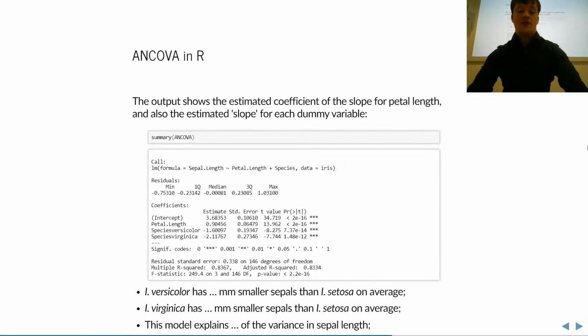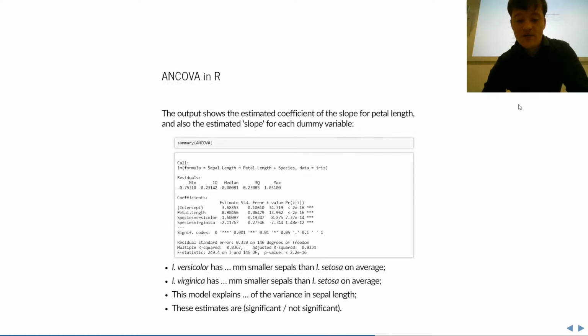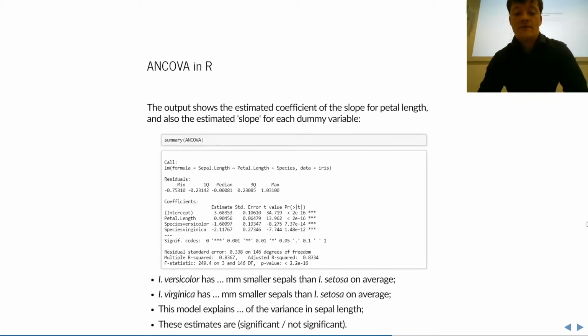Okay, so let's produce a summary. This one takes a little bit more time to interpret, but it works the same way. So let's go over it just like we did with the first one. We have an intercept, we have an effect for petal length, effect for versicolor, and effect for virginica. Okay, so the reference group in this case is setosa, that's the remaining one. And then the first question, iris versicolor has how many millimeters smaller sepals than iris setosa on average?